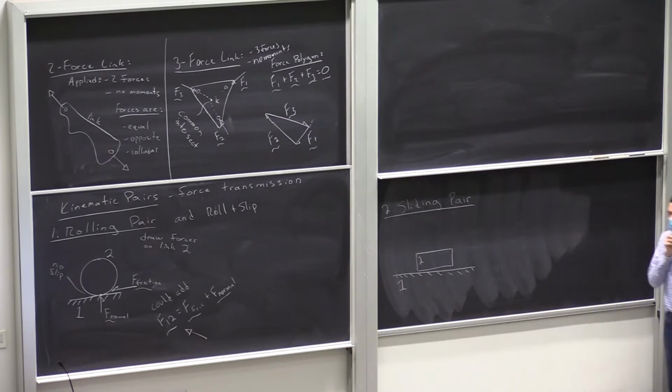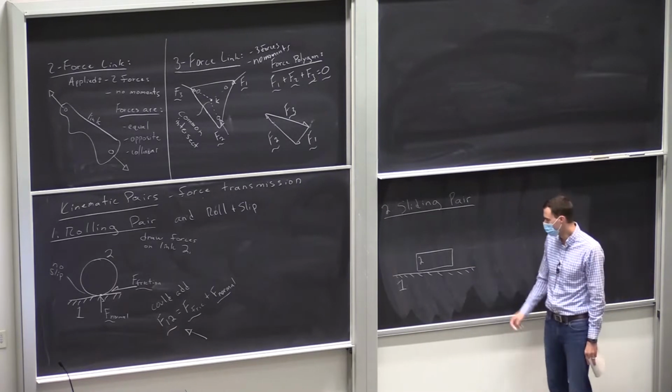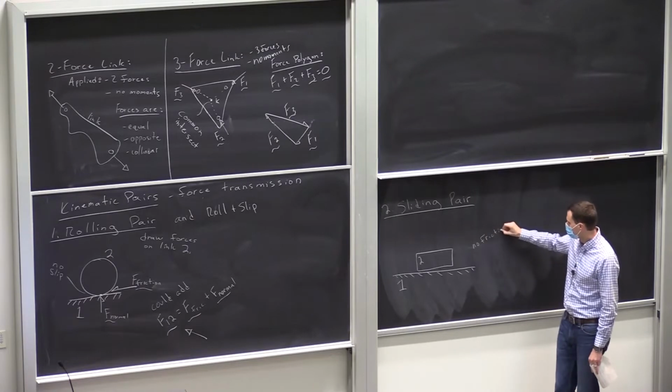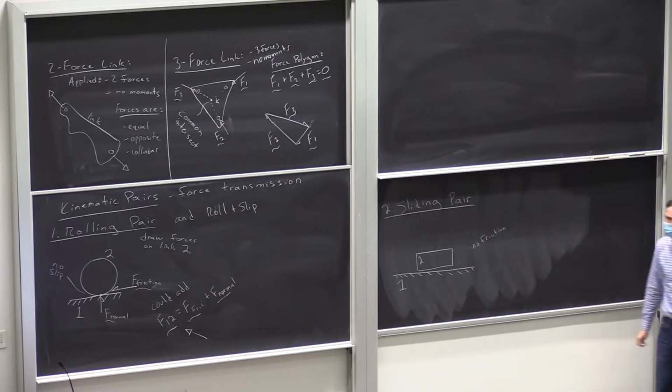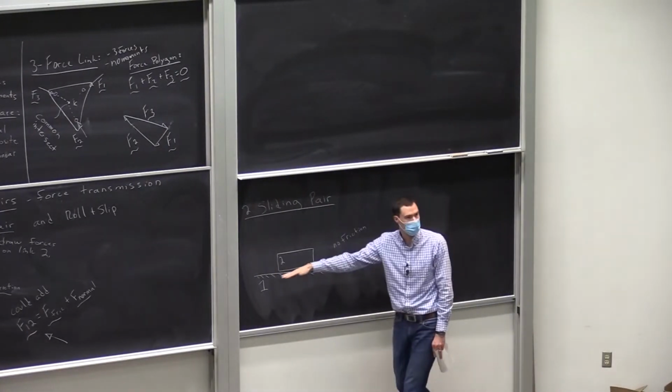OK, so we have link 1 and 2. So we might have friction, right? Friction you could add if you wanted. I'm just going to say for this case, let's just assume for now there's no friction. But just like a rolling pair, you could have friction here, of course. So that would be parallel to the slide.